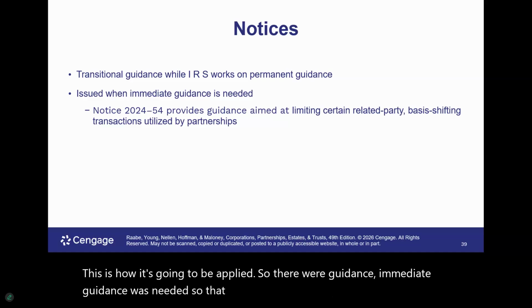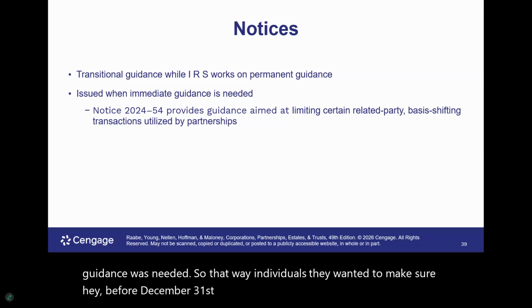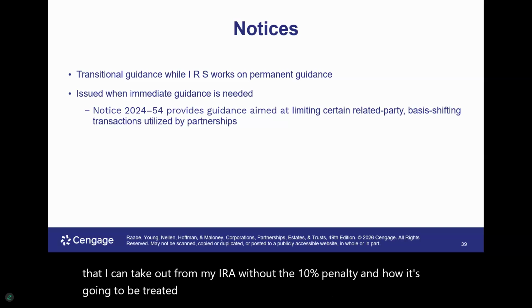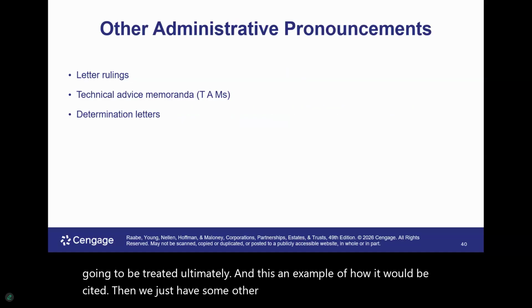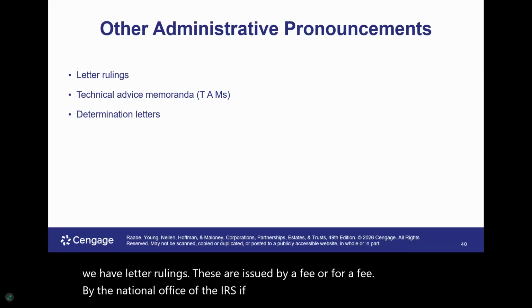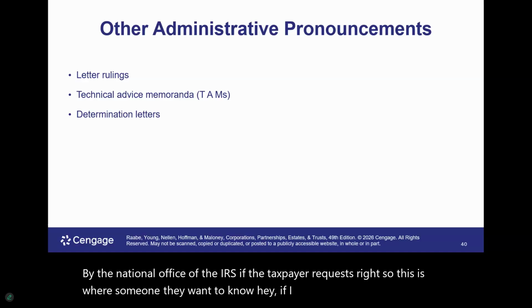That way individuals wanted to make sure, hey, before December 31st, I want to know what's the maximum amount that I can take out from my IRA without the 10% penalty, and how it's going to be treated ultimately. And this is an example of how it would be cited. Then we just have some other administrative pronouncements. So we have letter rulings. These are issued for a fee by the National Office of the IRS if the taxpayer requests. So this is where someone wants to know, hey, if I make this decision, how is it going to be treated?